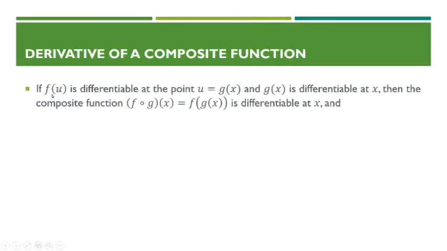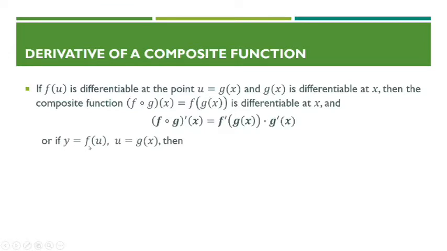Our topic for today is the chain rule, or the derivative of composite functions. If function f of u is differentiable at the point u equal to g of x, and that function g of x is differentiable at x, then the composite function f of g of x is also differentiable at x, and (f∘g)'(x) is equal to f prime of g of x times g prime of x. In short, the derivative of the composite function is the derivative of function f evaluated at g of x, times the derivative of the function g.